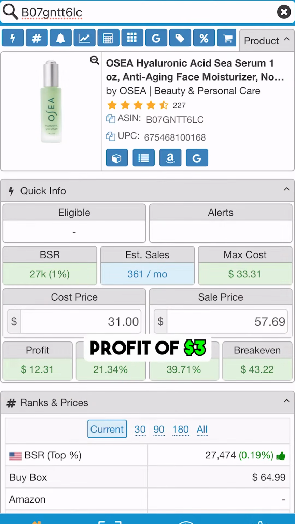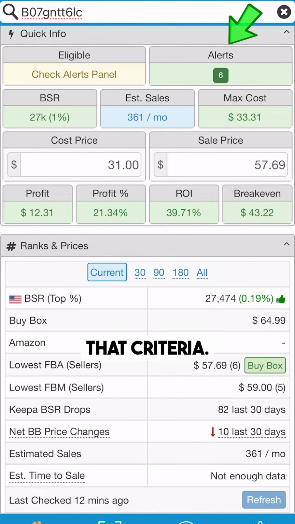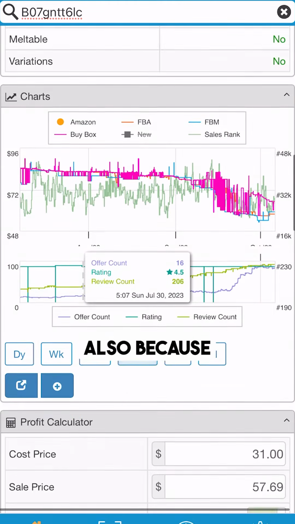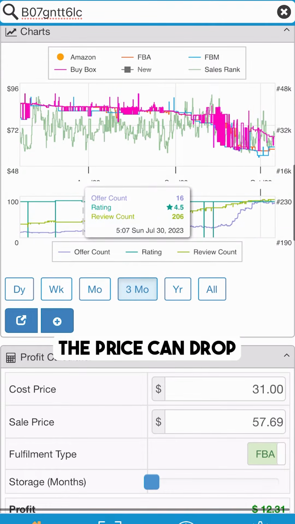So in my settings, I have a minimum profit of $3 and a minimum ROI of 30%, which is what you see shown here. It's green when it meets that criteria, it's red when it doesn't. The break-even price feature is super nice also because you can see how far the price can drop without losing money.